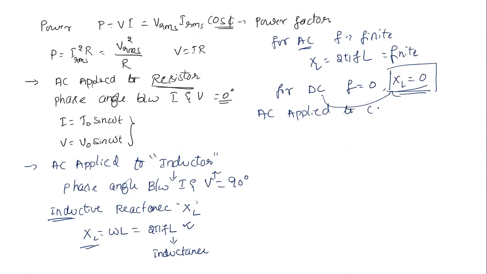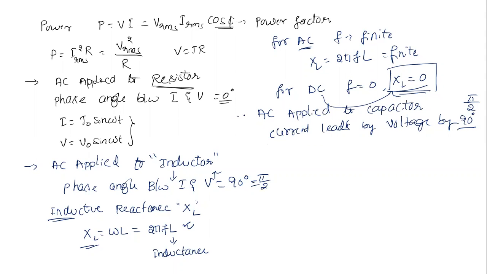Next, when we take AC applied to a capacitor, of course the phase angle is 90 degree. Which one is leading here? Current leads voltage by 90 degree. 90 degree means pi by 2.